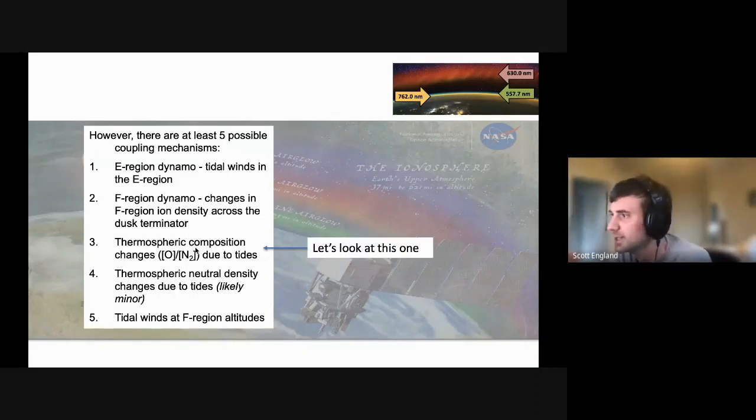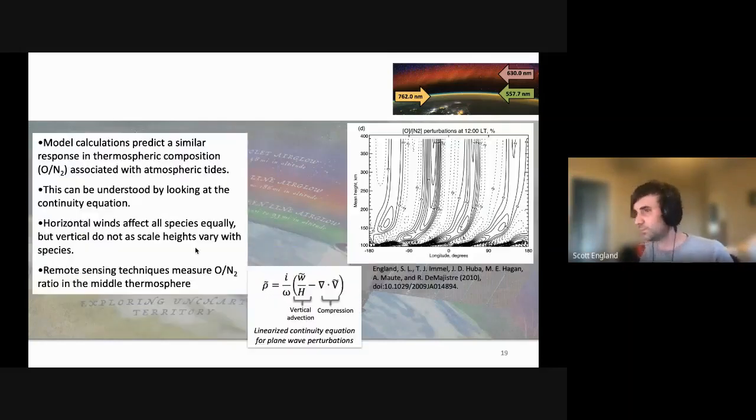So this O to N2 ratio can impart some effect on the ion densities. And it's this third one, again, it's probably not the main process. I think we're pretty well established the E-region dynamo is the main process, but does this play a part or not? Let's go and try and answer that. So you can go and run a model. I think this is a TIME-GCM simulation on the right-hand side. And look at what the models say.